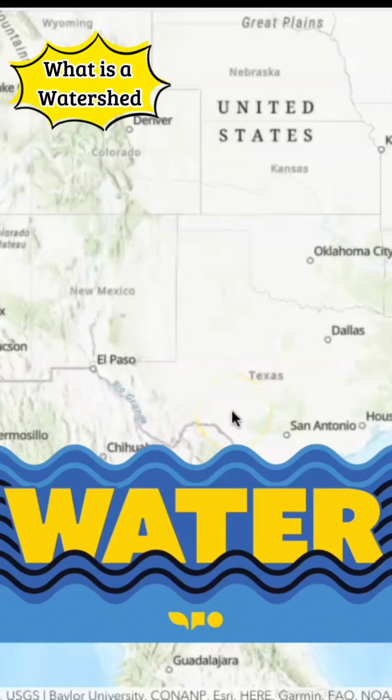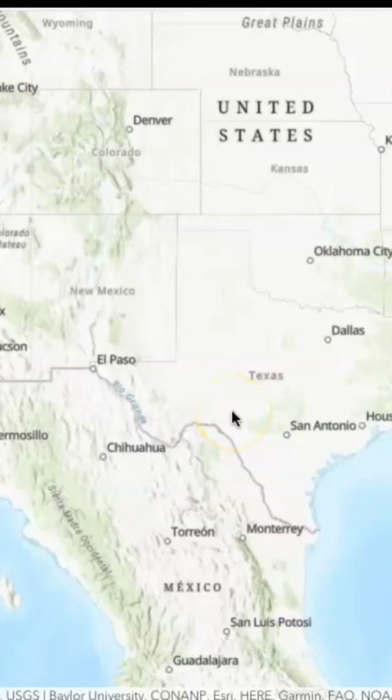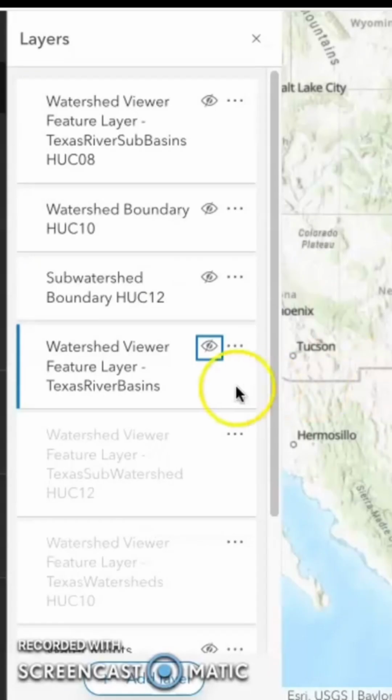Are you part of a watershed? I think the easiest way to answer that question is to look at a map. This is a Geographic Information Systems, or GIS, map of Texas. And say you live in Dallas, Texas, and you want to know if you're part of a watershed. Well, one of the ways to do that is to add a layer.